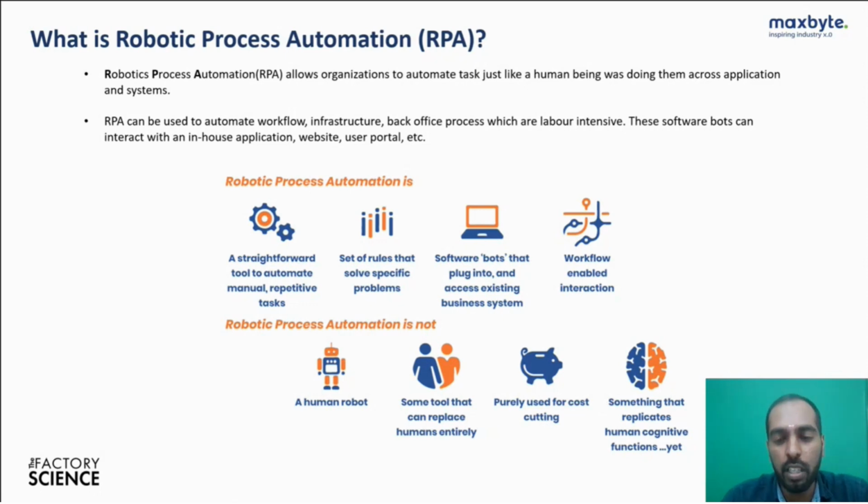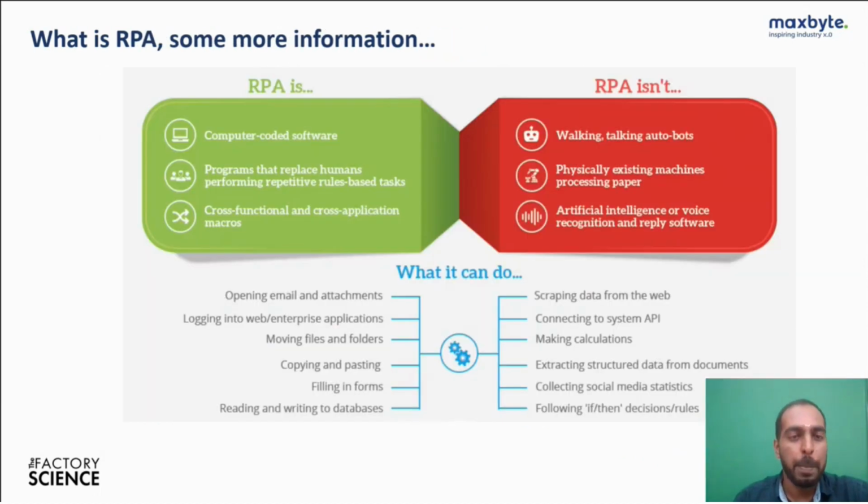And when you think of cost cutting, it is not purely a way to cut costs when you consider a small number of repetitive tasks. The ROI calculations for RPA will be effective when you involve a larger number of bots and a higher number of repetitive tasks. That is based on the particular organization's goal. Also, it is not a tool that replaces human cognitive functions. Certainly RPA will not replace human cognitive functions.